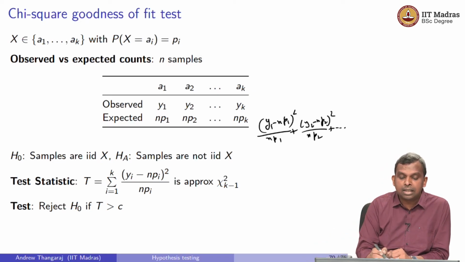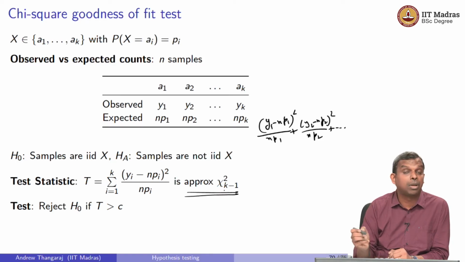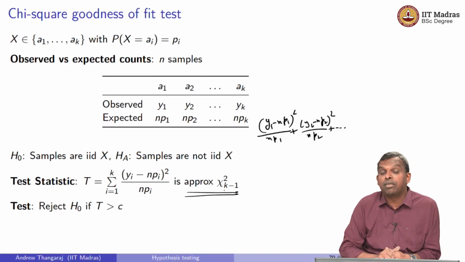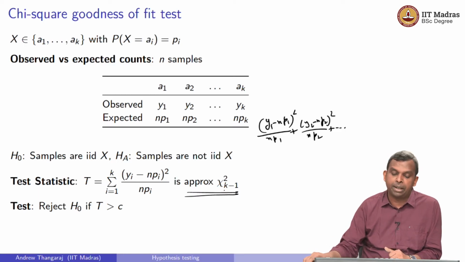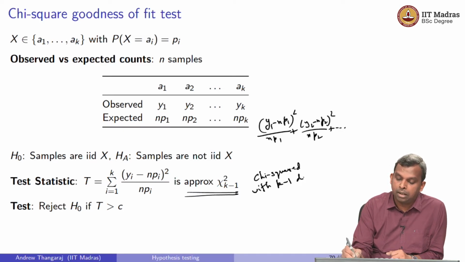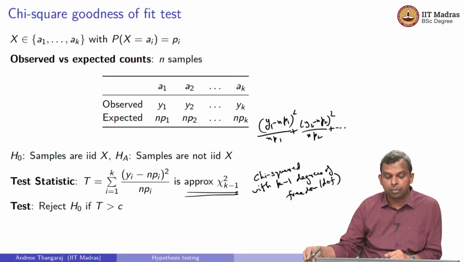It turns out the distribution of this statistic is approximately chi-squared with k minus 1 degrees of freedom. Remember the chi-squared distribution, I have shown you some plots of that. This degree of freedom is often abbreviated as DOF.